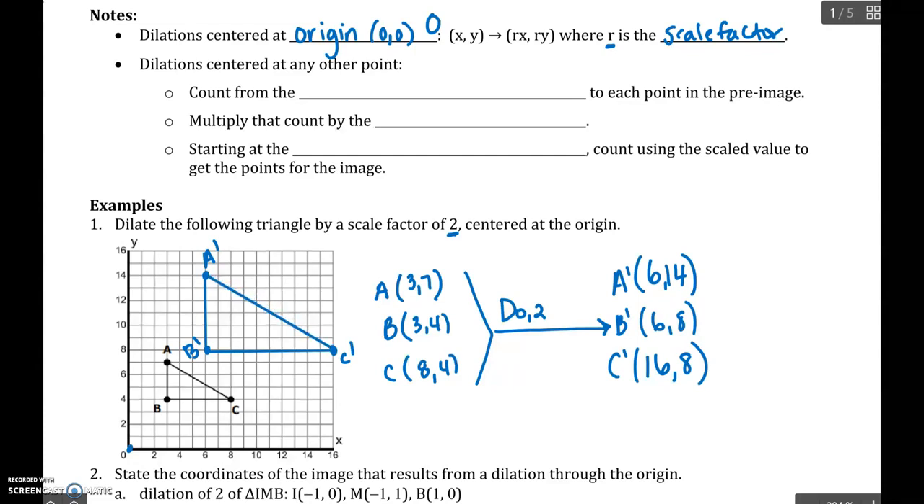If you notice, the distance between the origin and each point has doubled, just like it was doing with our constructions. These distances are all multiplied by 2. So if you were to count from the origin to C, for example, you'd go up 4 and right 8. Going up 4 and right 8 again would get you to C prime, and that's the scale factor of 2. So the multiplication is just a shortcut.